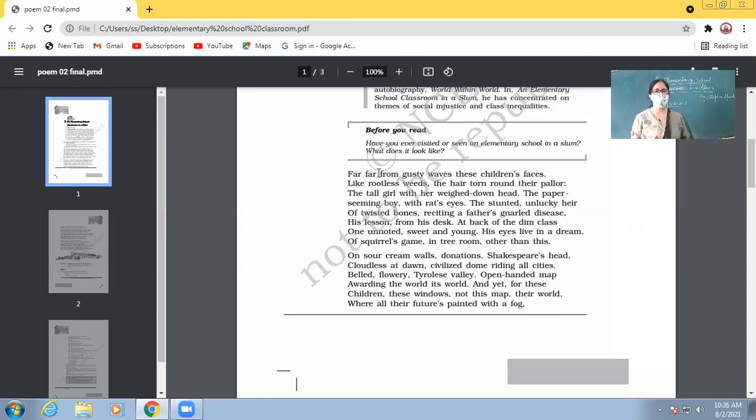The tall girl with her weighed down head. So the one child was who had hair scattered all over his pale face. Why were hair scattered all over his face? Because number one, the hair were not washed. He might not have taken bath for days. Second, the hair might be dirty. Okay, not washed, not clean, then not combed.